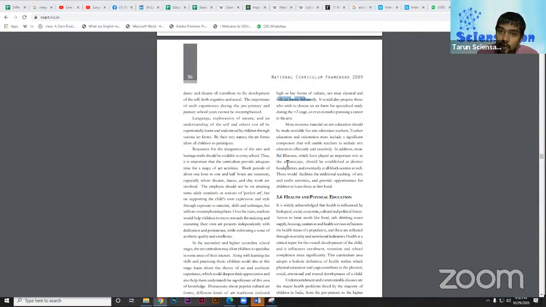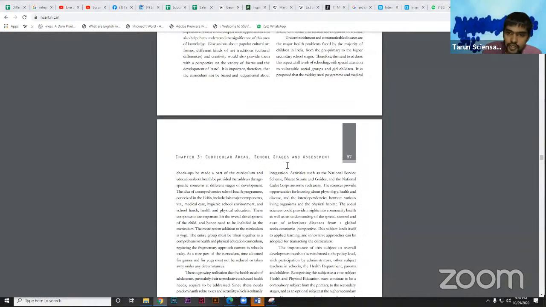More resource material on arts and arts education should be made available for arts education teachers. Teacher education and orientation must include a significant component that will enable teachers to include arts education effectively, efficiently, and creatively. In addition, more Bal Bhavans, which have played an important role in urban areas, should be established at district headquarters and eventually at block centers as well. These would facilitate the additional teaching of arts and craft activities and provide opportunities for children to learn these firsthand.